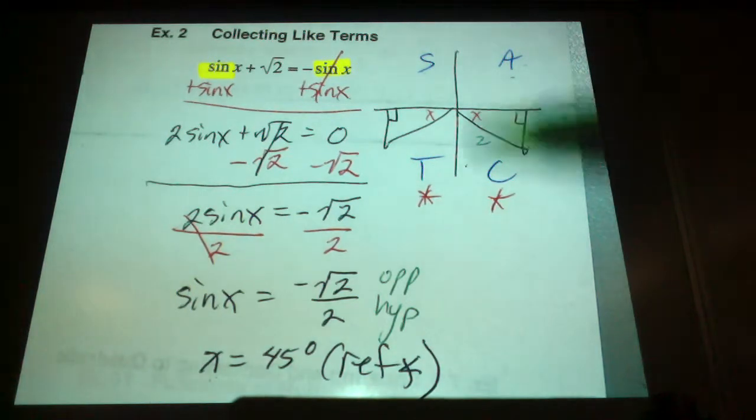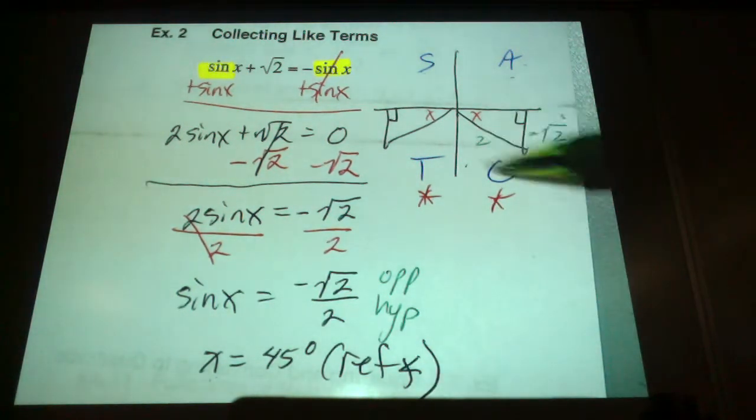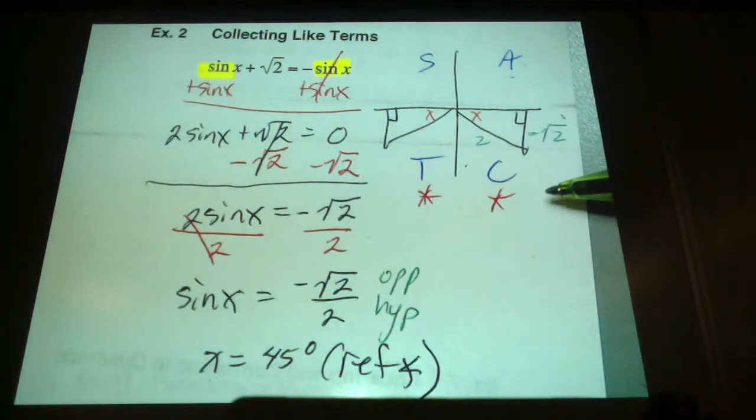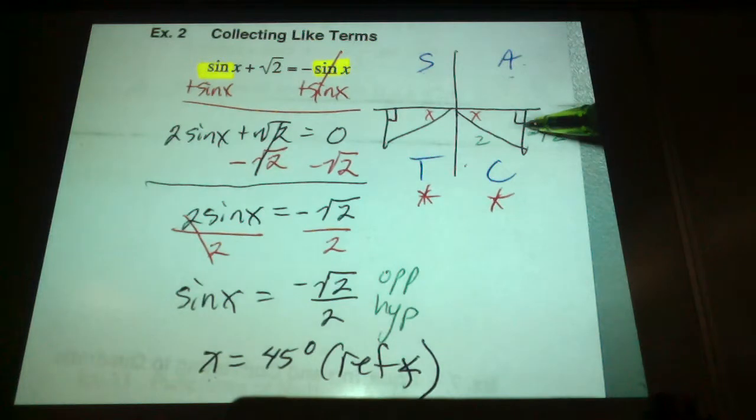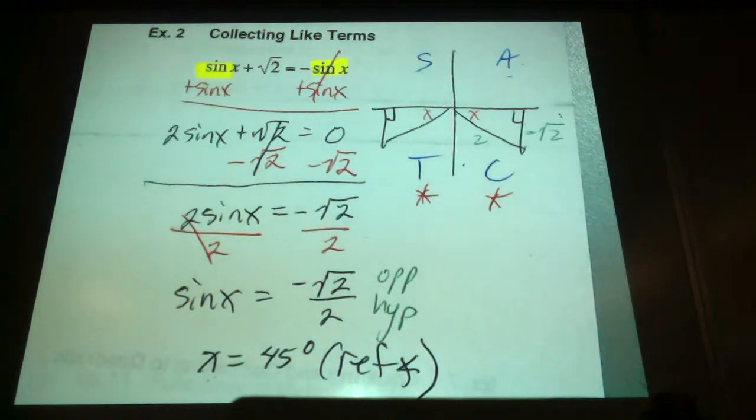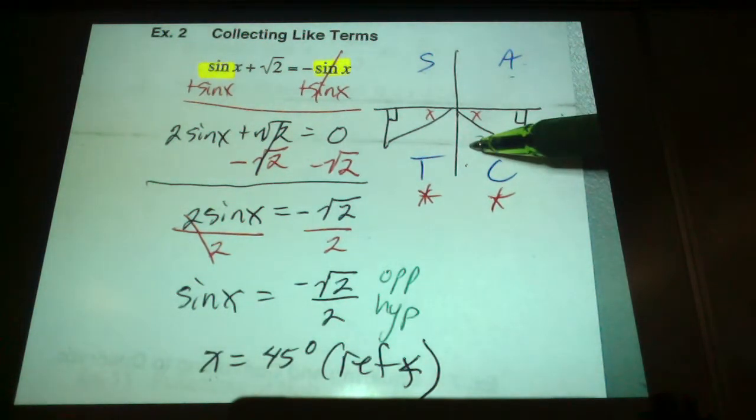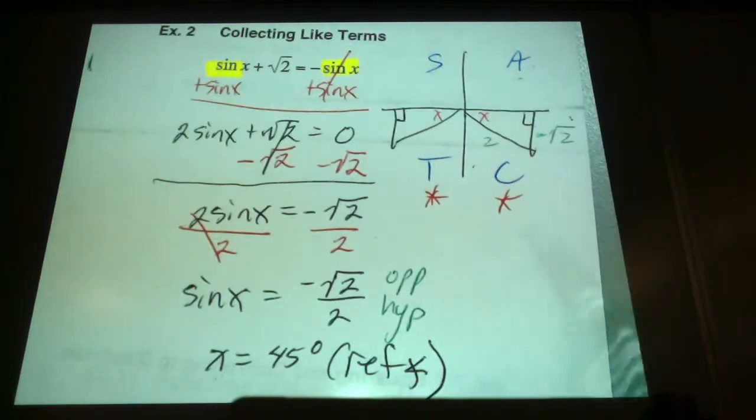Do you see why for when you have rad 2 over 2, I don't want you using this because this isn't our normal special right triangle, is it? It should be really a negative 1 here, and that should be radical 2. Because your legs on your right triangle are 1, 1, rad 2. But this is negative because this is our negative direction, that's our hypotenuse. X is our reference angle of 45 degrees.